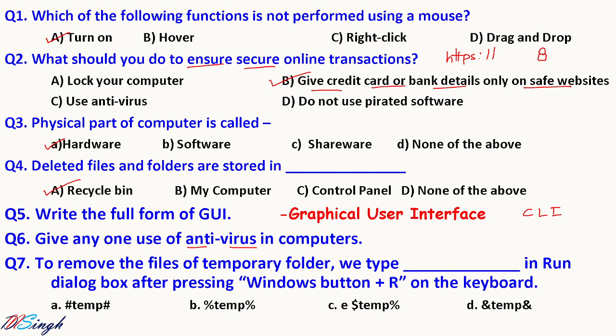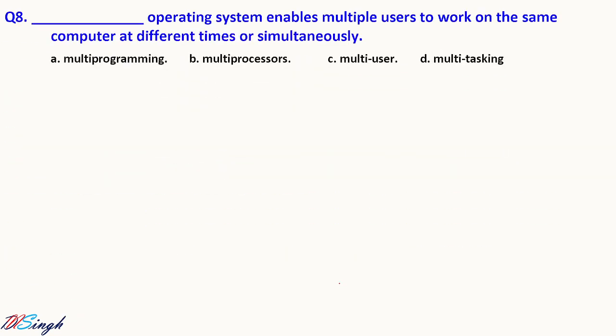To remove the files from temporary folder, we type in run dialog box after pressing Windows button plus R on the keyboard. So whenever you press Windows button plus R, a run dialog box will open. In run dialog box, whatever you will type, that is temp, it is going to open a folder which has temp inside its name, and the temporary folder has temp inside it. That folder contains all the temporary files generated by different programs installed on your computer. So these files are not of any use. You have to delete them from time to time so that you can increase the speed of your system. Let us go for the next question.